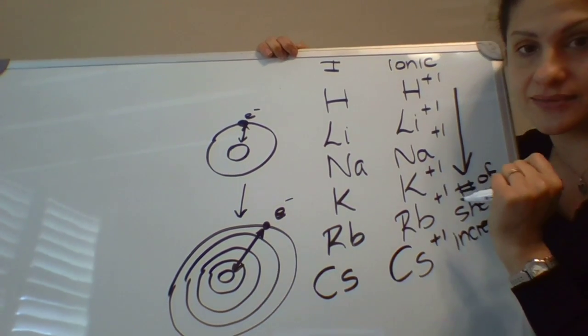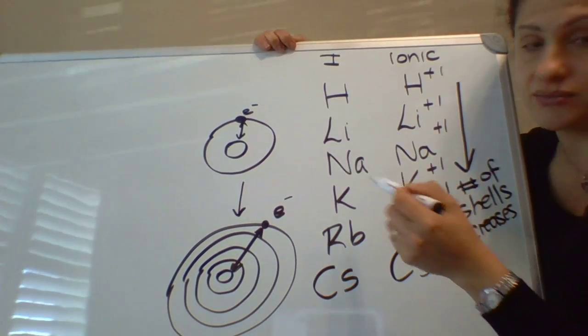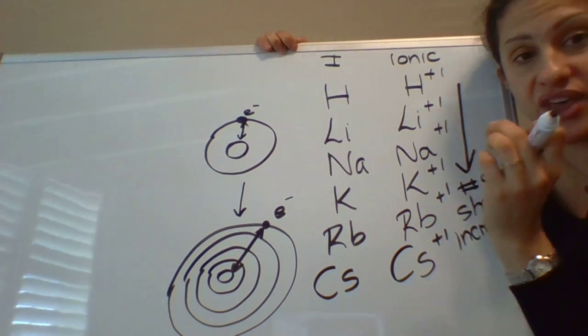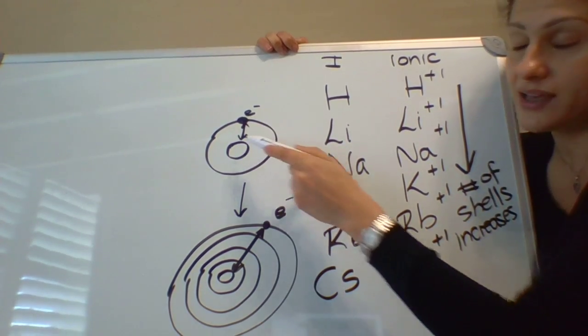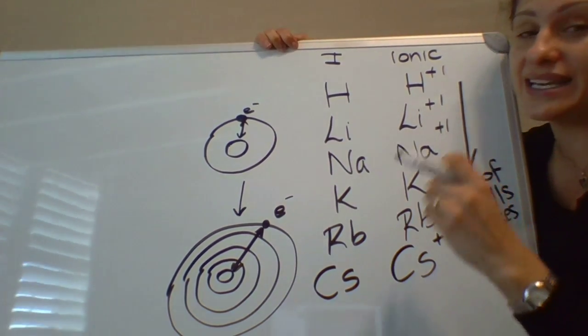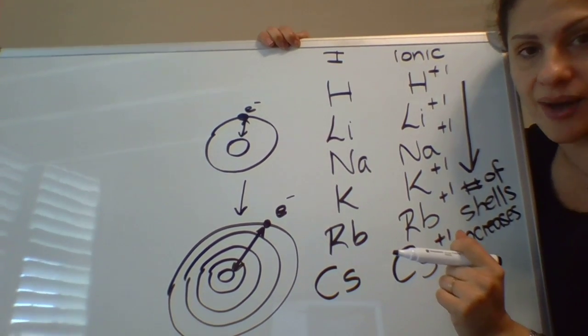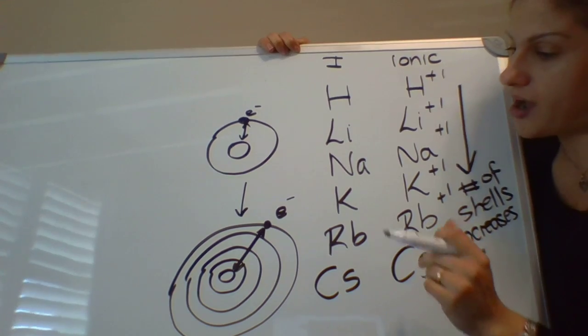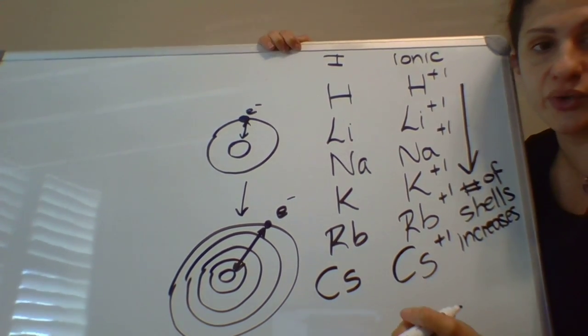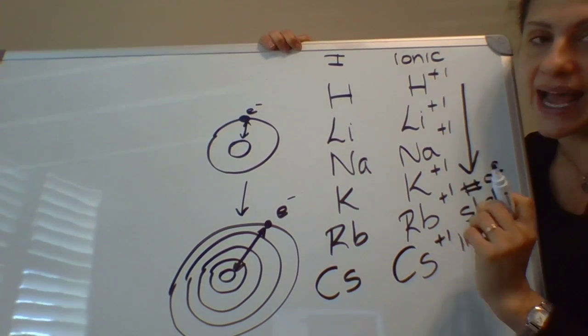Hydrogen or lithium, their valence electron is so close to the nucleus that it really needs that push to let it give up its electron. It doesn't react very quickly, unlike the elements at the bottom of the group, which are very reactive.